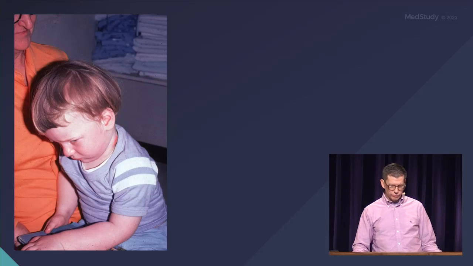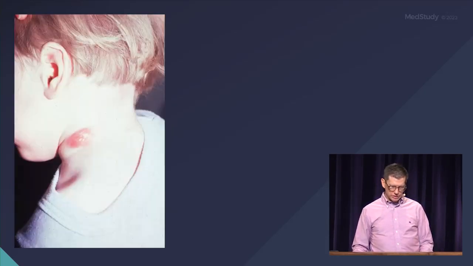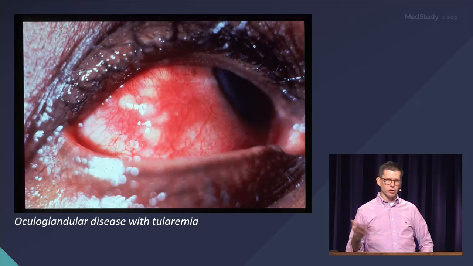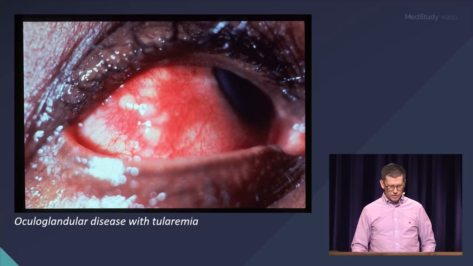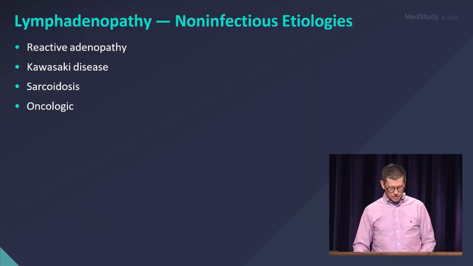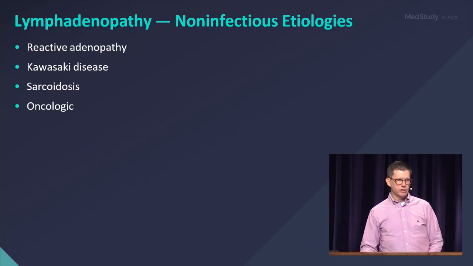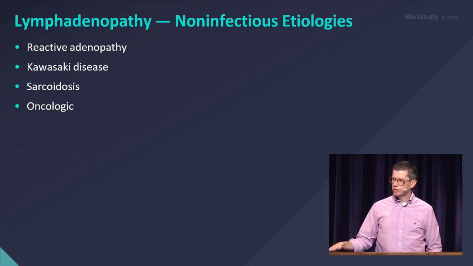This is our friend from Arkansas with posterior adenitis on his neck due to tularemia. Actually, I don't know he's from Arkansas. I just sort of wanted to reference Arkansas because we see it a lot there. And oculoglandular disease we'll see as well. Non-infectious etiologies of lymphadenopathy. So just because you have a large node doesn't mean it's an infection.